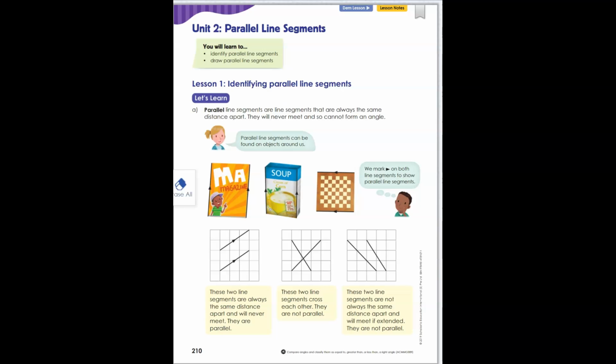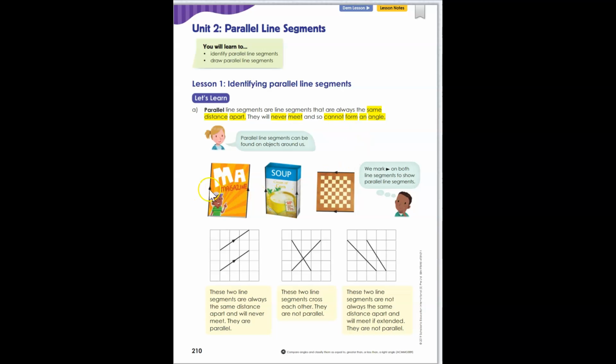Really think that right now you need to understand that it cannot form an angle. I don't know why my highlighter is not working, but I want you to see that line segments are always the same distance apart, and they will never meet.